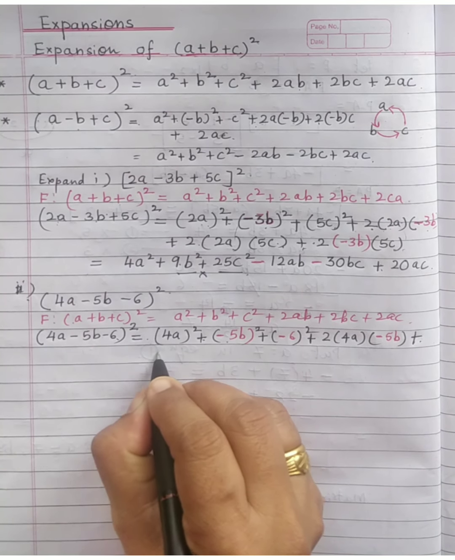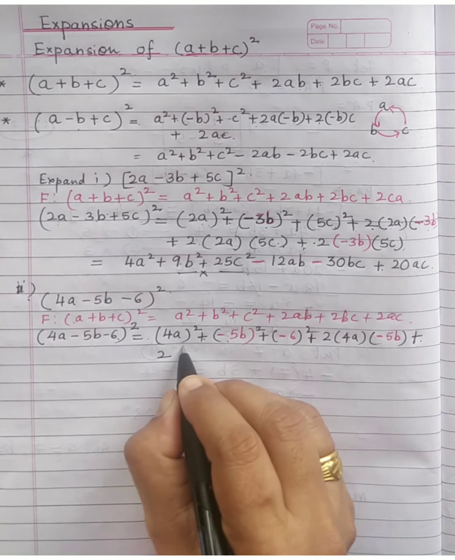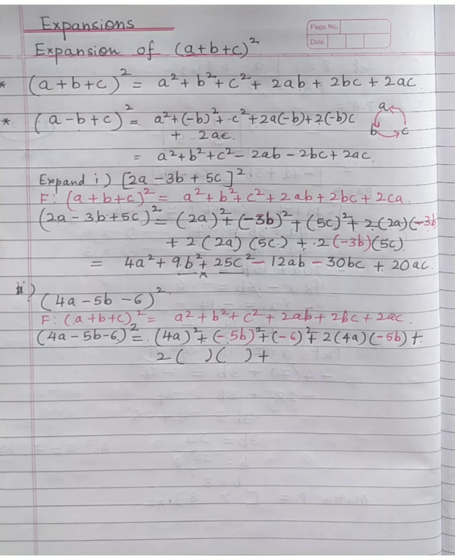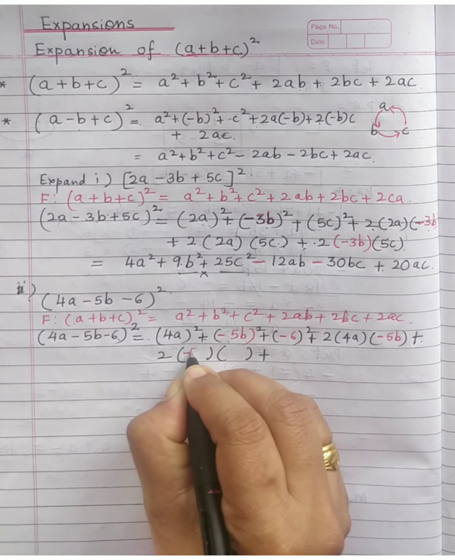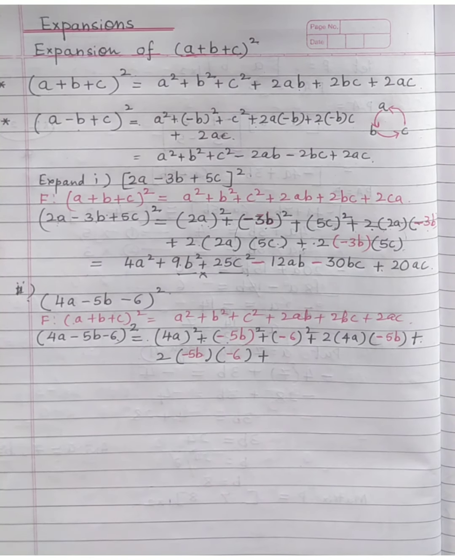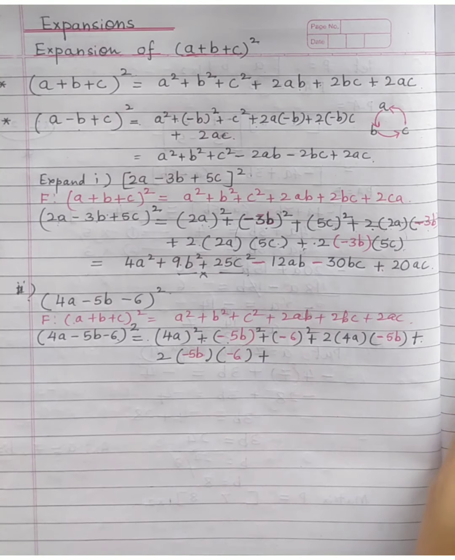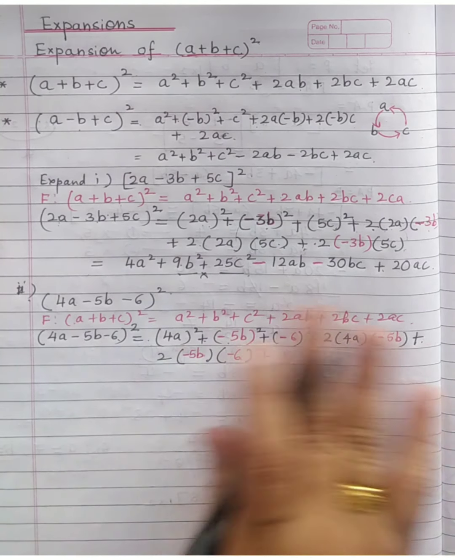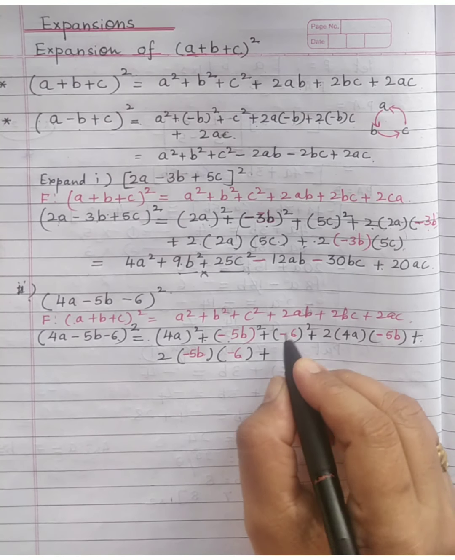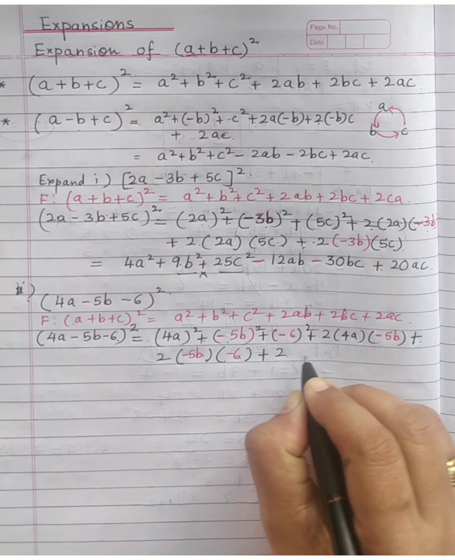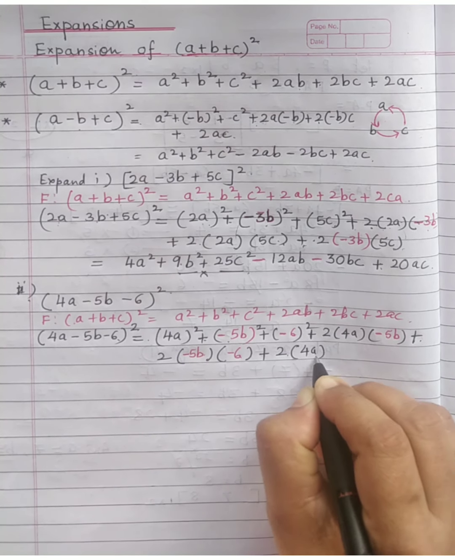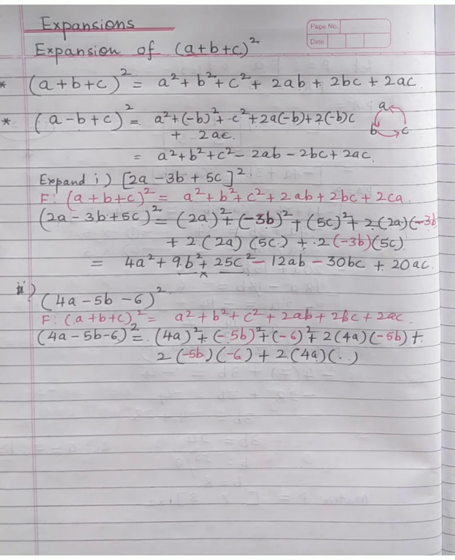Plus 2, minus 5B into minus 6. Which term is it? BC, right? Our formula remains the same. You must have observed, I don't have to remember any different formula for that. But while replacing, I am replacing them with their signs. Yes, 2AC now, right? So AC means A is 4A and C is what? Minus 6.